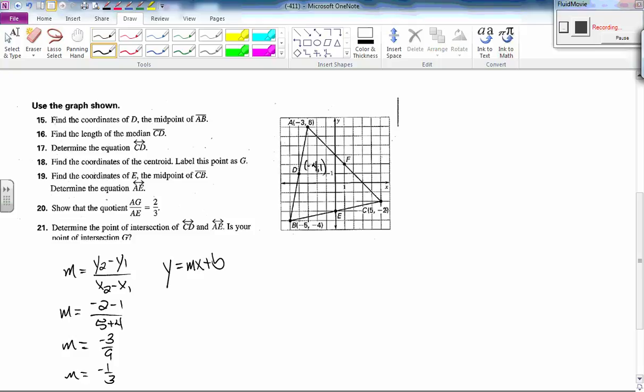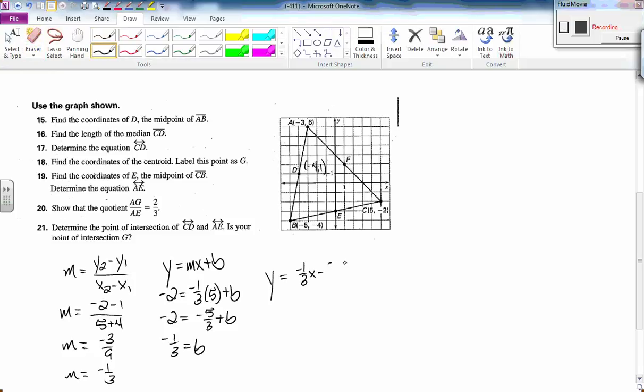I will use the point (5, -2). So negative 2 equals negative 1/3 times 5 plus b. Through some multiplication, I have negative 5/3 plus b equals negative 2. Add 5/3 to both sides, which leaves me with negative 1/3 equal to b. So both my slope and my y-intercept happen to be negative 1/3. So the equation of the line is y equals negative 1/3 x minus 1/3.